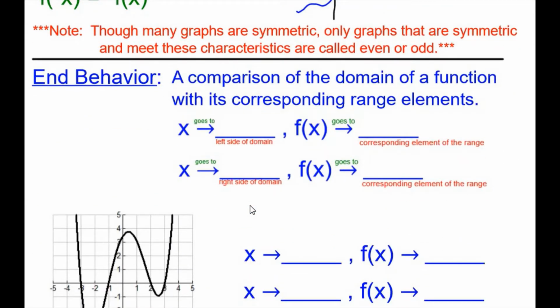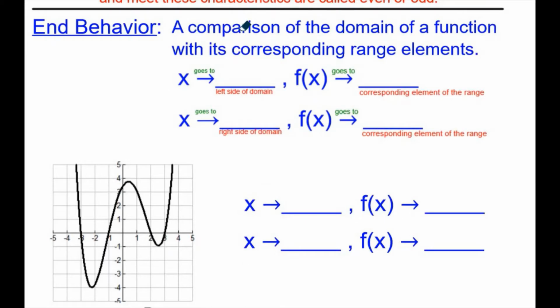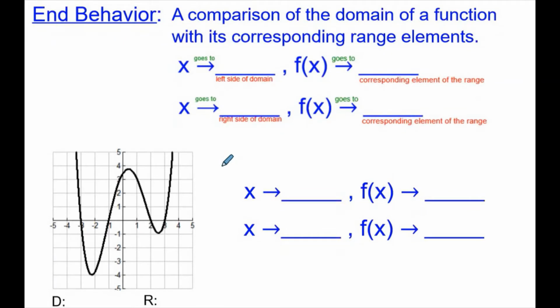There's something else called end behavior, which has a lot to do with domain and range, and you see it quite often like this on an assessment. And I put up here a translation of it. End behavior is the comparison of the domain of a function with corresponding range elements. What that's saying is that x is going to go to the left side of the domain, and then you're going to tell me which part of the range it's corresponding to. And then we're going to talk about x going to the right side of the domain, and then talk about its corresponding range elements. So let's take a look at a couple examples.